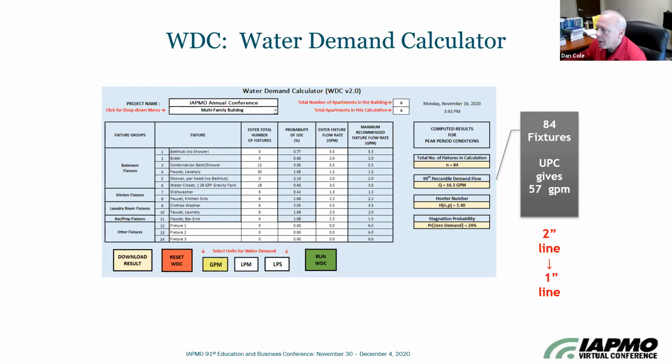Okay. Thank you, Dan. Moving on, this is zone B. This is for a 6-unit dwelling, and you're sizing again for the building supply, just for example's sake. So you put in the number 6 here, and we have a total of 84 fixtures. The Hunter number is 1.4, and look at the stagnation probability, 24%. So there's a 24% stagnation probability for this moderate size dwelling.